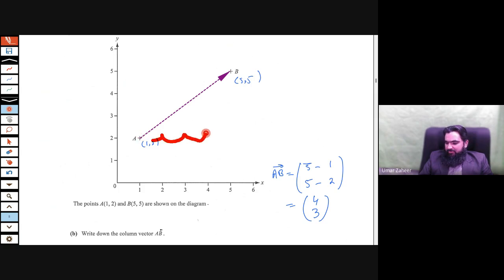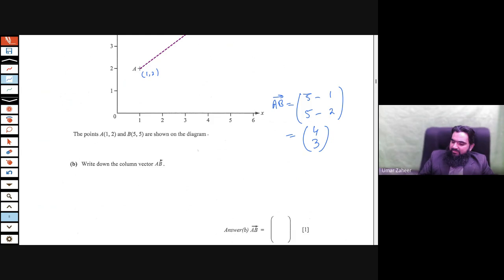1, 2, 3, 4, so the x value is 4. 1, 2, 3, and the y value is 3. You are moving towards the right side, so positive value, and moving upwards, so it's a positive value. Because if you are moving to the left side, the value will be negative, or if you are moving downwards, then the value is going to be negative. So we are moving right and upward, so both values are positive. You will get the column vector 4, 3.